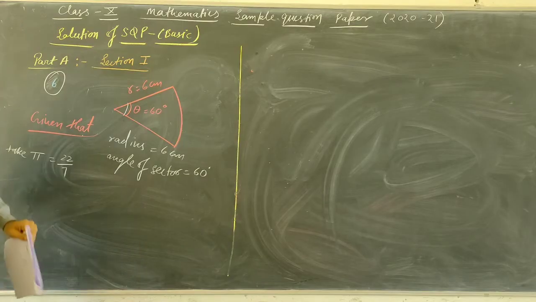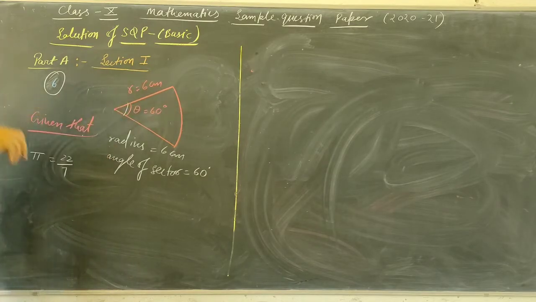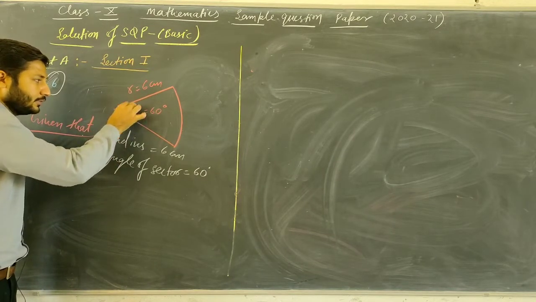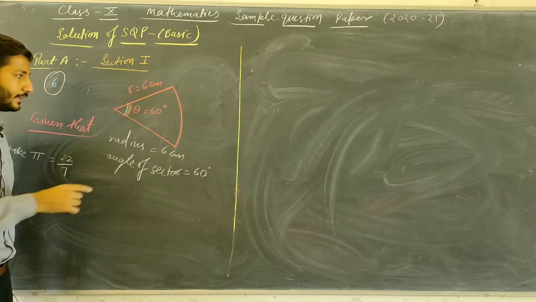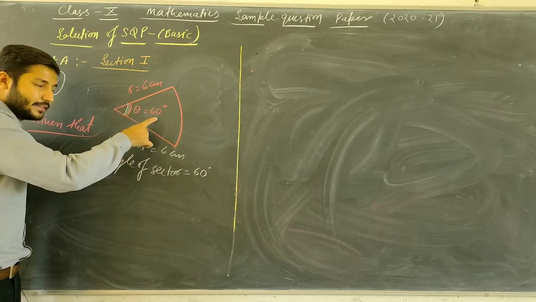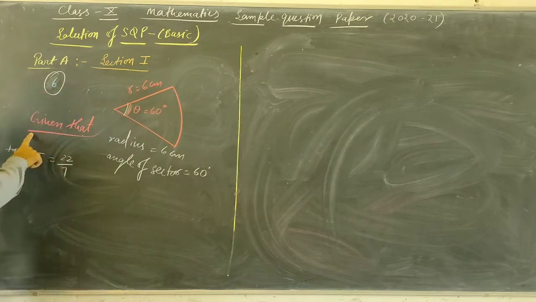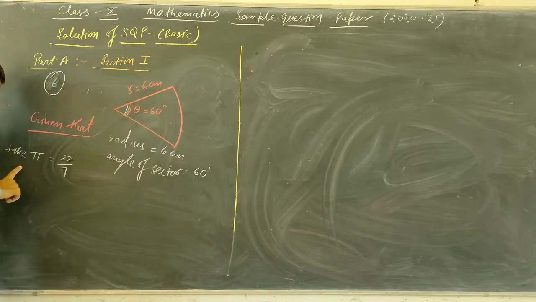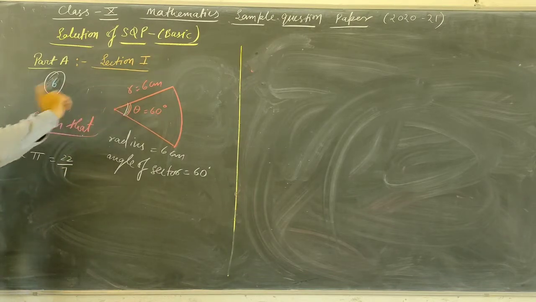Look this side, all of you. This is your sector. Okay. Here radius is 6 centimeter and this is your angle at the sector. जो अपने पास में angle consider हो रहा है between two radii, that is 60 degree. So given that radius is equals to 6 centimeter and angle of the sector is equals to 60 degree, take the value of pi is equals to 22 upon 7. You have to calculate area of this sector.